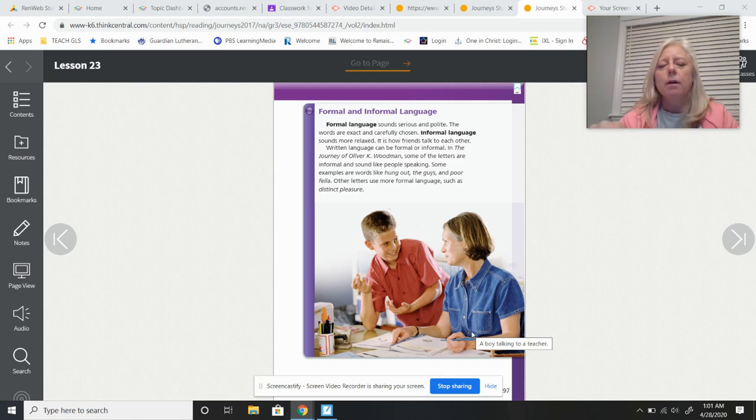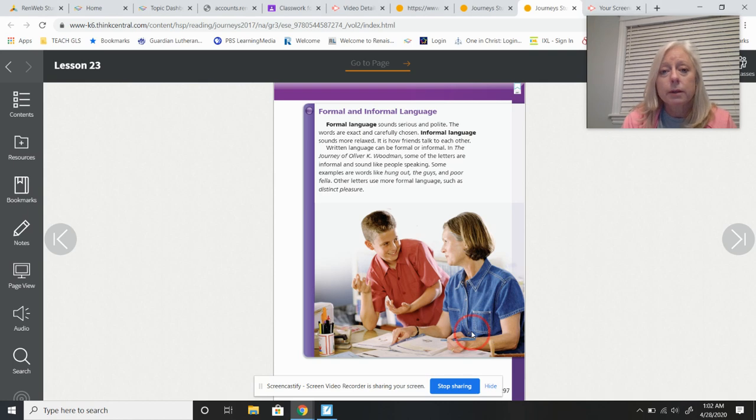And then I switched it up and I greeted you in a more formal way. I said, welcome to our reading class today. Today we're going to talk about formal and informal language. Two different ways that we talk or two different ways that we can write depending on the circumstances that we need.